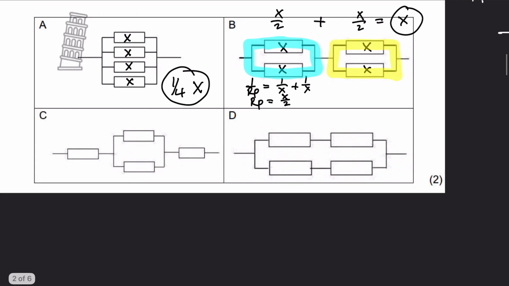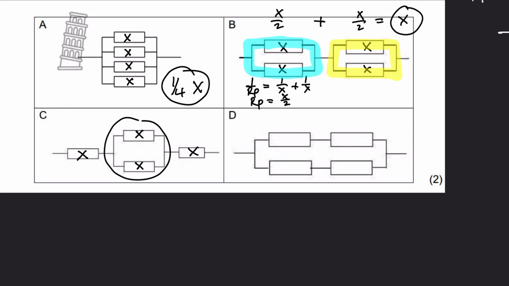Let's consider C. If that's x, and that's x, and that's x, and that's x, we already know what this will be. That's going to be x over 2. So that's going to be x plus x plus x over 2, which is 2.5x. So C is currently looking promising.